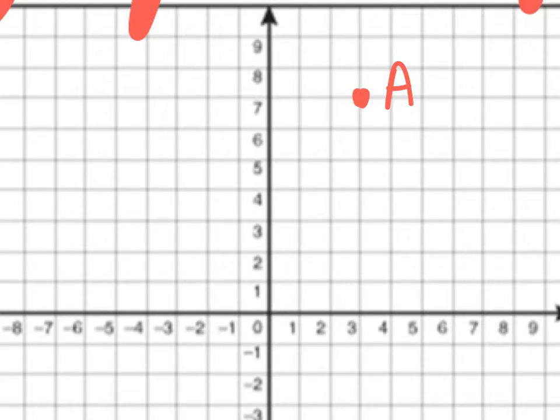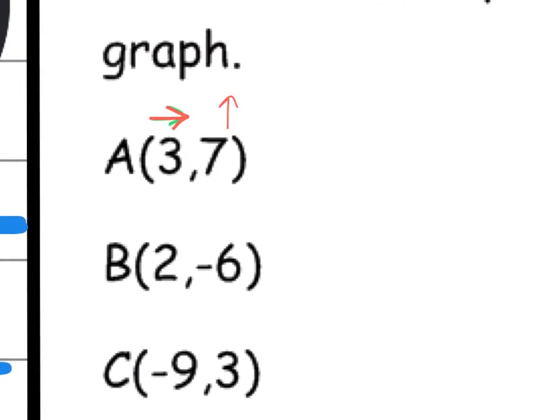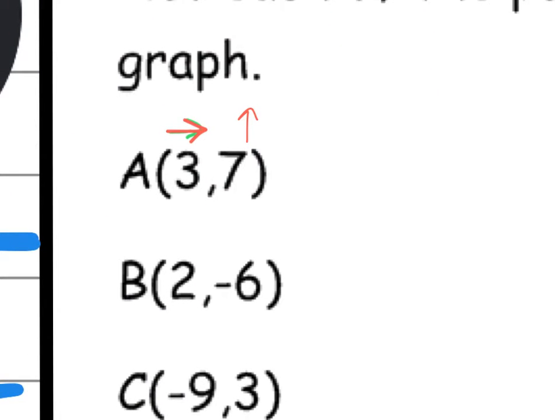We're going to do one more, and then I'm going to let you do the rest of this on your own. B is +2, -6. So the first number, 2, is our x, and tells us left or right. Positive 2, which direction does that go, guys? Left or right? Right. It goes right.